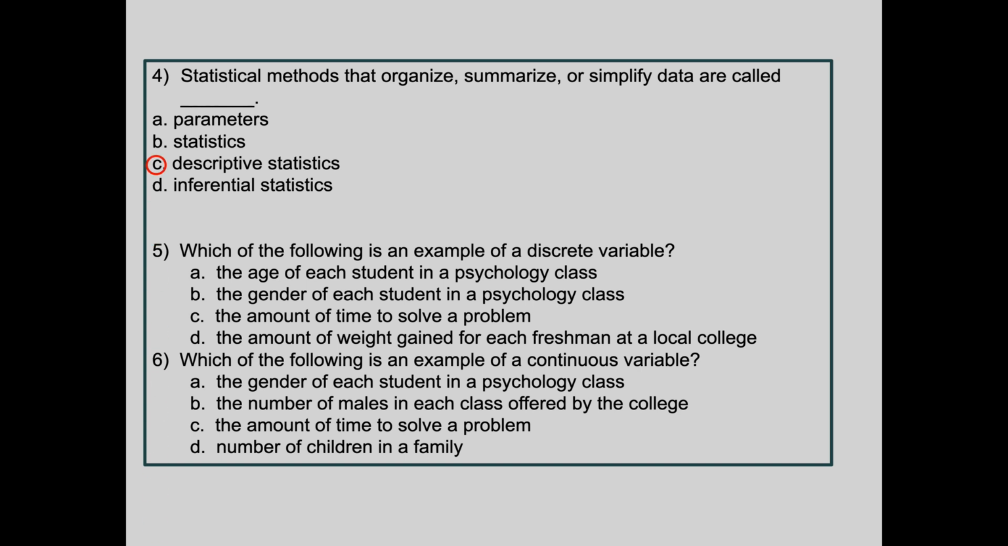First one, statistical methods that organize, summarize, or simplify data are called descriptive statistics. All you're doing is describing the statistics. Inferential statistics would be times when you took the statistics and applied them to larger groups. When you're simplifying the data that's there, you're taking the whole group and simplifying the stats for everybody to see from. Okay, next, which of the following is an example of a discrete variable?